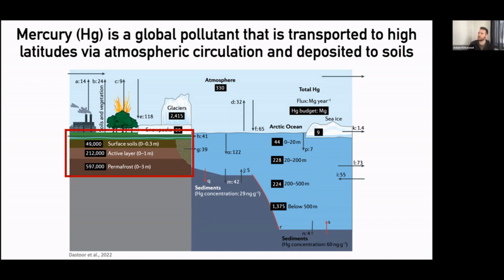And this is a diagram that was produced by Dastur et al. in 2022 as part of their report to the Arctic Mercury Assessment Program. You'll see I've outlined in the red box that they estimate that there's a significant amount of mercury stored in soils of the circumpolar north.